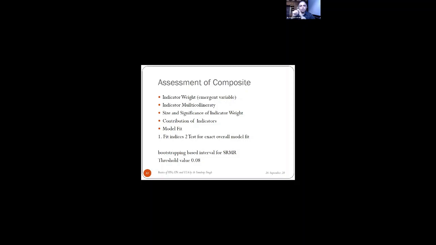CFA or measurement model is one and the same thing, and reliability and validity concept. These are one. The other three, structural part, path analysis, regression, this is one. So because of the nomenclature, people get confused.